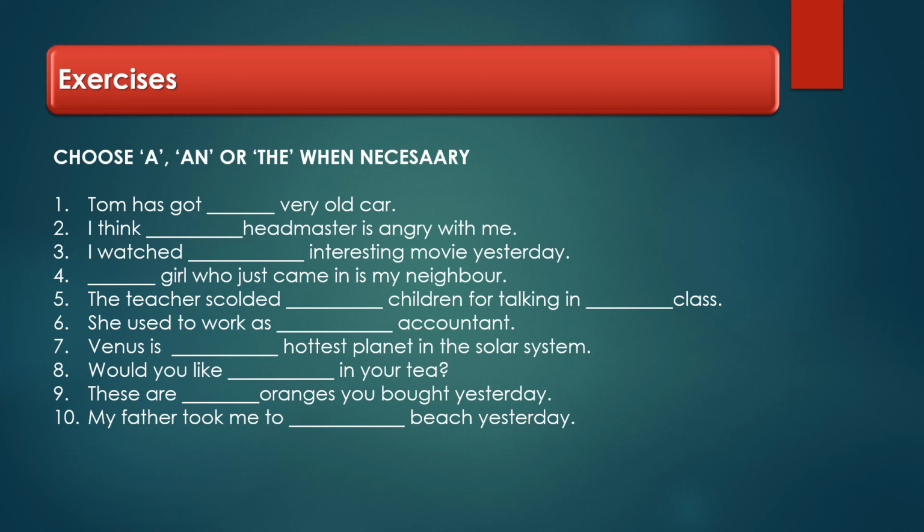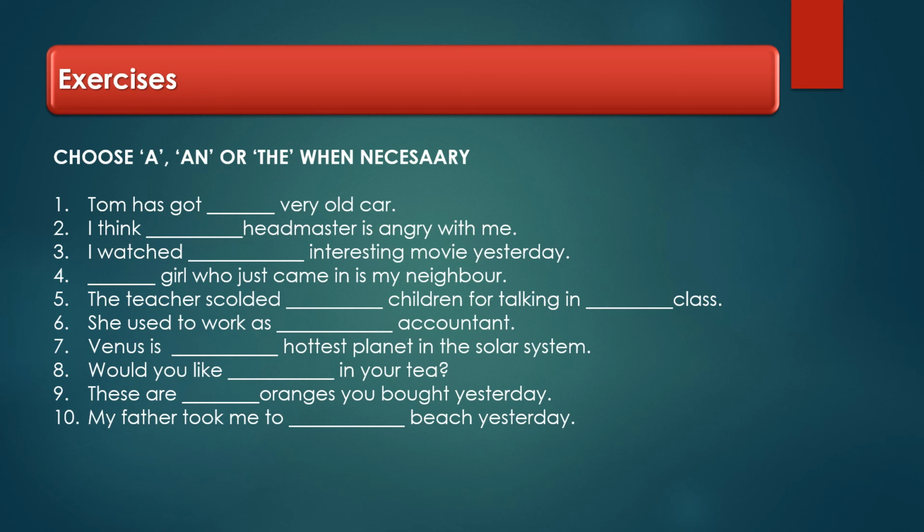Seventh, Venus is dash hottest planet in the solar system. Hottest is the superlative degree. So we will use "the" in it. Would you like dash milk in your tea? Would you like some milk in your tea? We will not use "a" and "the". Would you like milk in your tea? That's it.